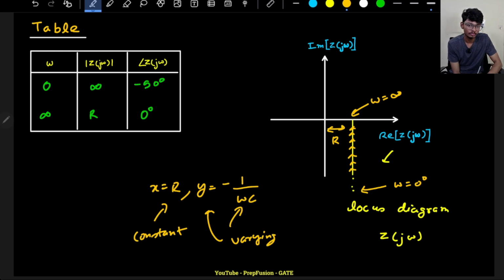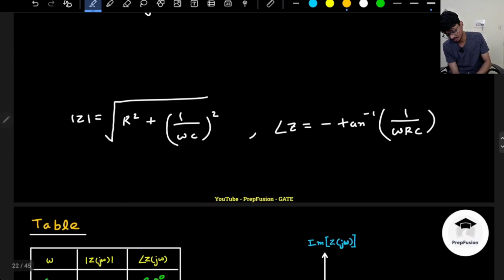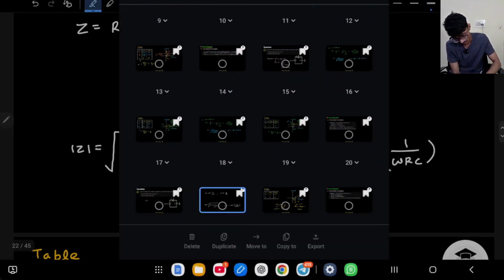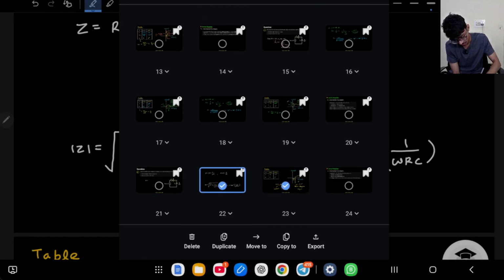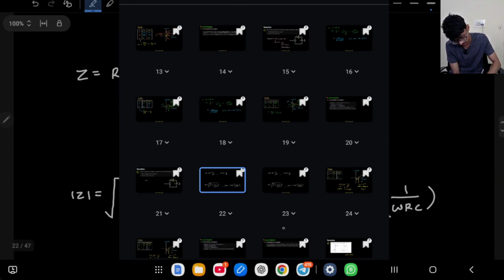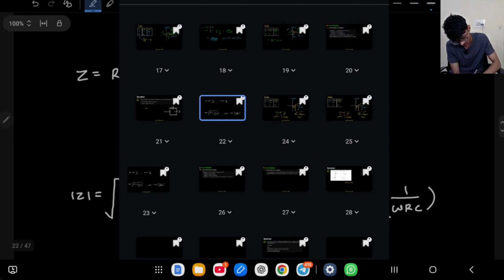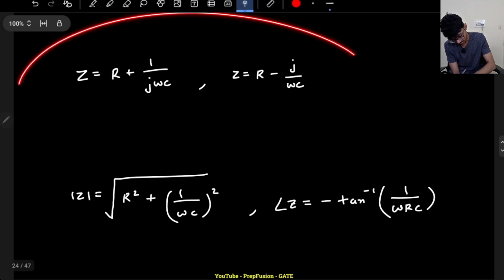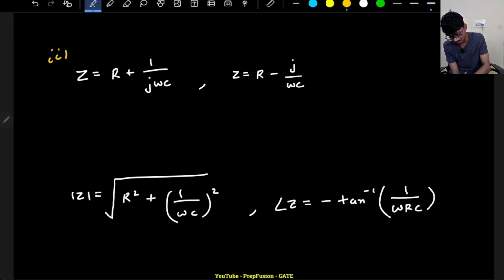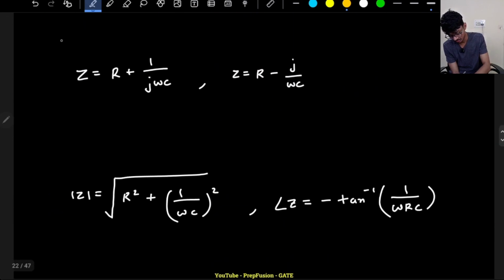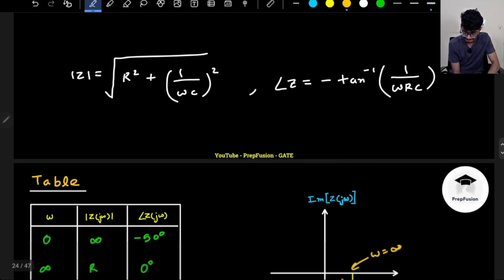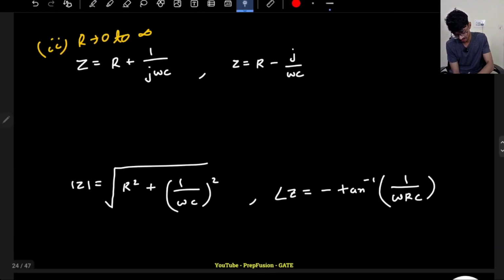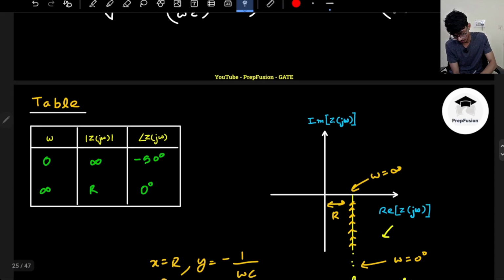So what about the next one? Let me copy and paste this, and duplicate it here. This will not change, right? But now the second case is I am varying the r from 0 to infinity. R is the variable. In the first case, I was varying the omega from 0 to infinity. So this expression will remain the same. What will change now? All this will change.